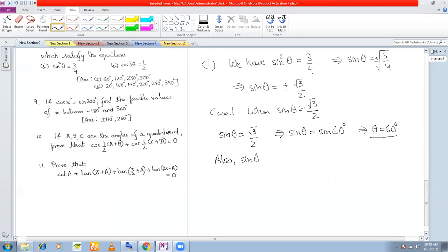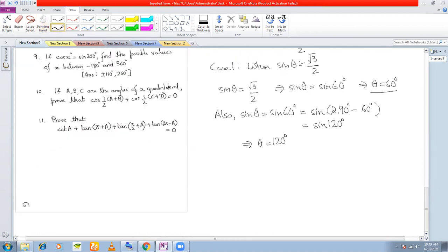Also sine theta is equal to sine 60 degrees, which is sine of an even multiple of 90, 2 into 90. You want to remain in the second quadrant, right? So we get sine 180 minus 60, which is 120. That means theta is equal to 120 degrees. So the solutions are theta is equal to 60 and 120 degrees. This is case 1. Let us consider case 2. No other, because you will not get solutions in any other quadrant.